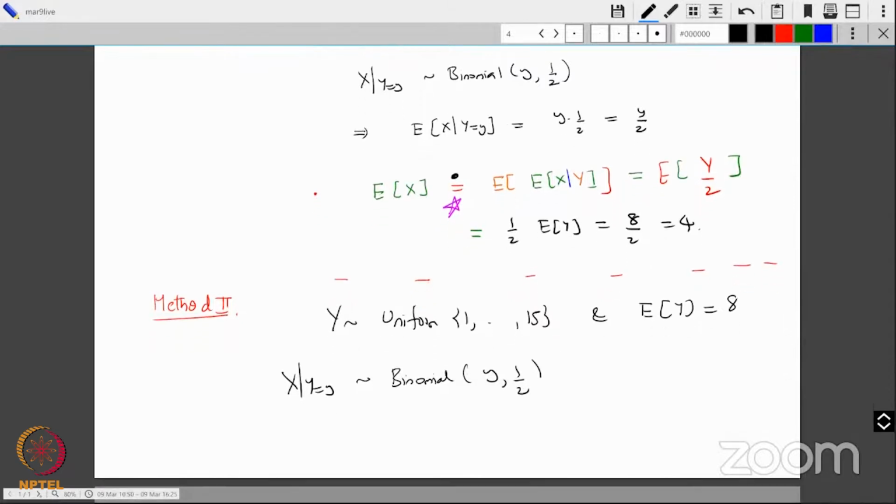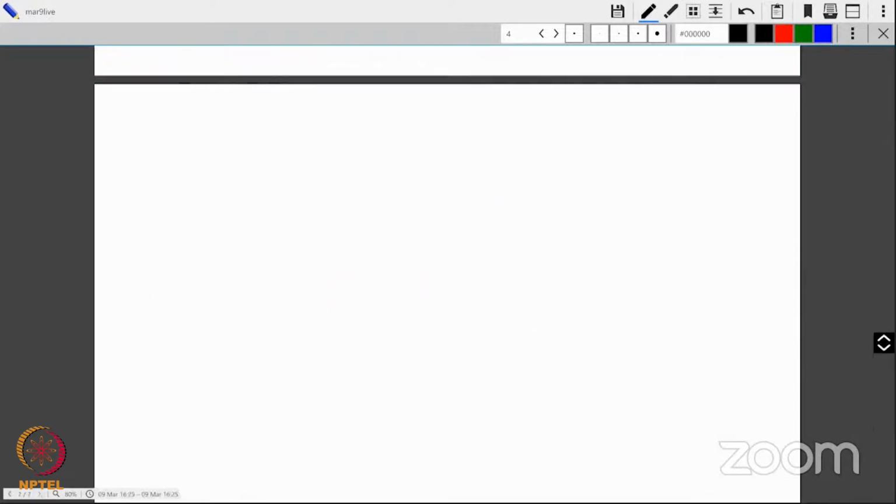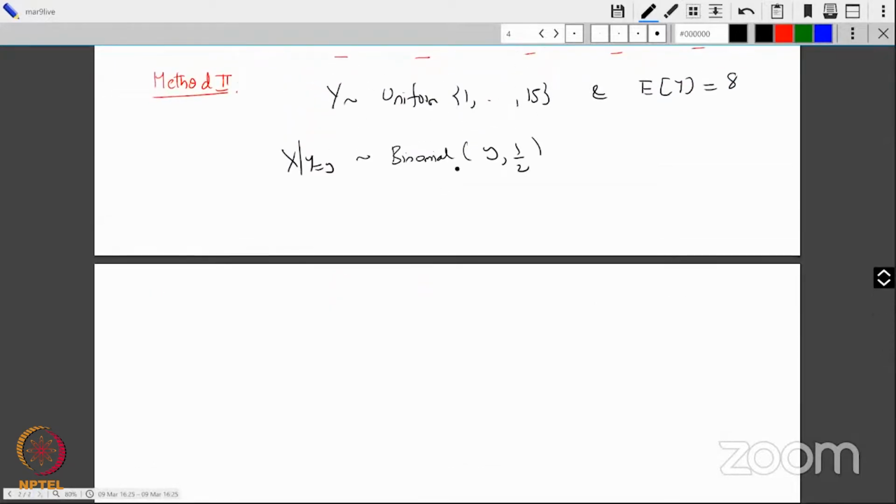So let's try and compute, from these two pieces of information, the conditional distribution of x given y equal to y and the fact that y is uniform, the actual distribution of x. So how does one do that? Here y is between 1 up to 15.